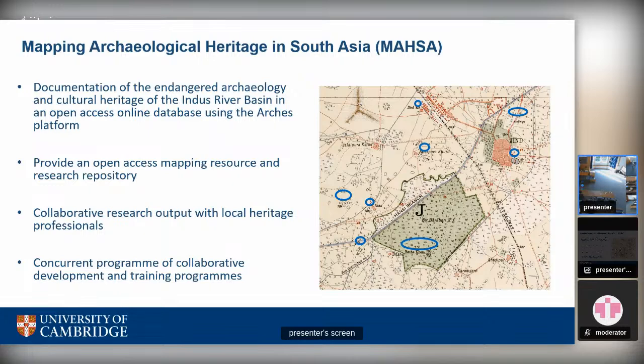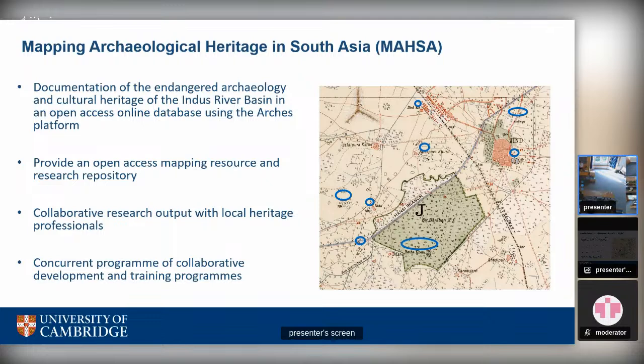So this online database is being developed using the Arches platform. I'm going to be talking in a lot more detail about Arches in the next few slides. The aim of this database is to provide an open access mapping resource and research repository, which is a collaborative research output with the local heritage professionals. We have collaboration in both Pakistan and India with academic institutions and at the government level. And the project has a built-in series of training programs for the capacity building of the stakeholders.